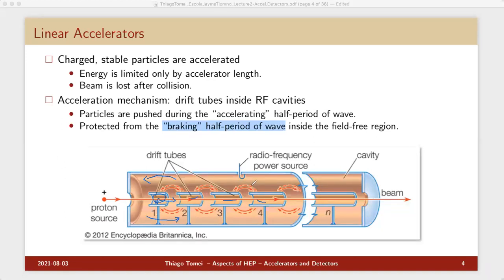Now, of course, the particle is being accelerated, so that means that the time it has to stay inside these drift tube regions has to be larger and larger. But of course, you design it for that, and you run the whole cavity at some well-defined frequency, and you synchronize everything, such that things work out.